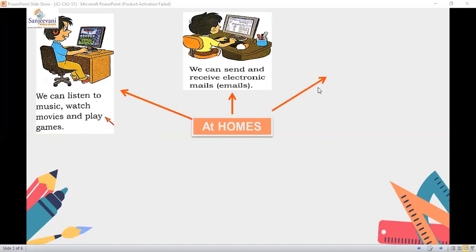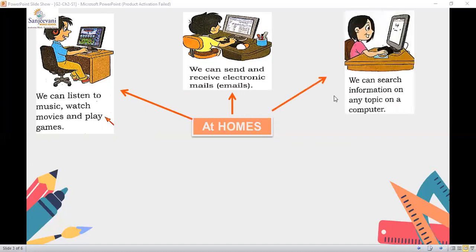The next use is we can search information on any topic on a computer. Suppose you want to find out about a flower or a fruit, and if you go on the computer and search information about a flower or a fruit, you get the information from the computer.